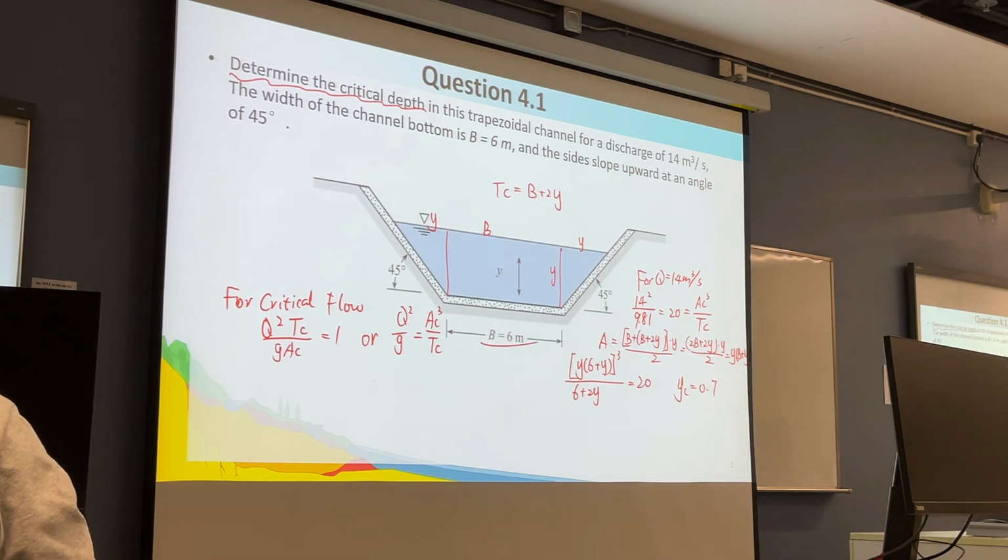Now I would like to elaborate more or extend more about this question. How about the normal depth?